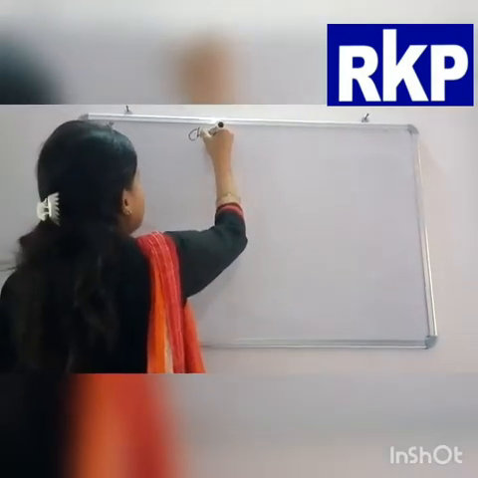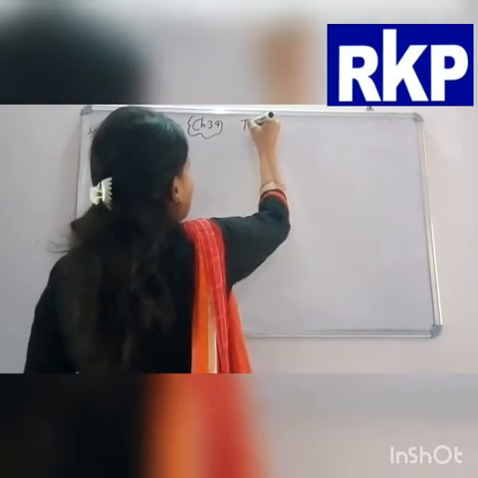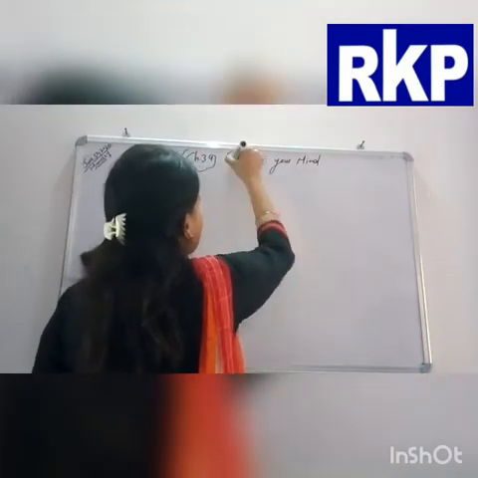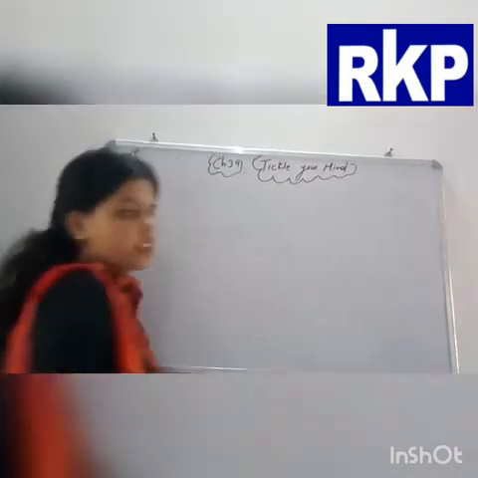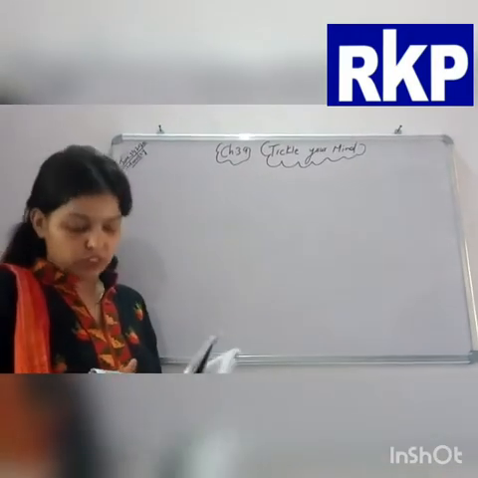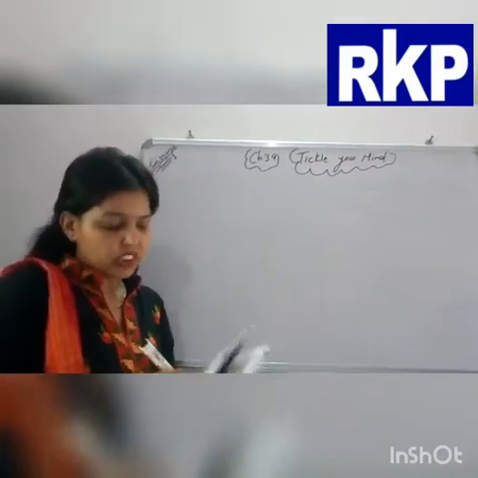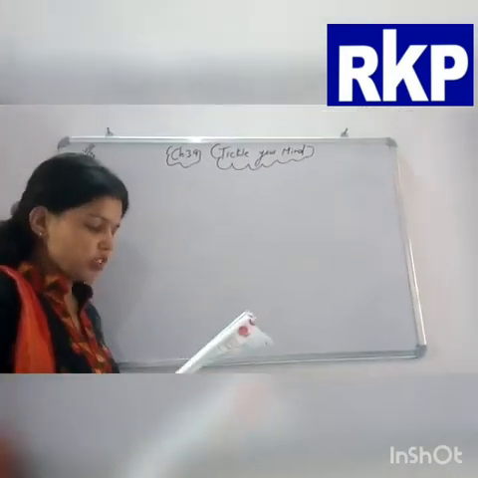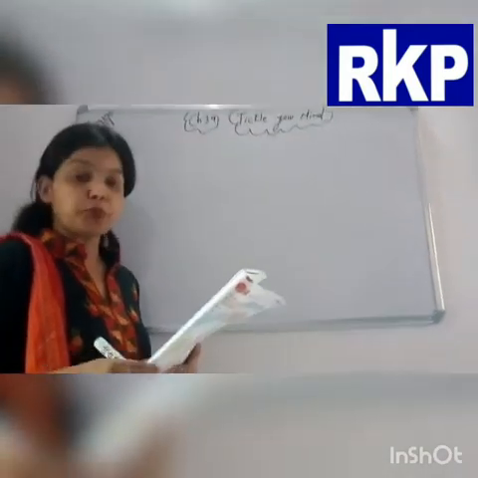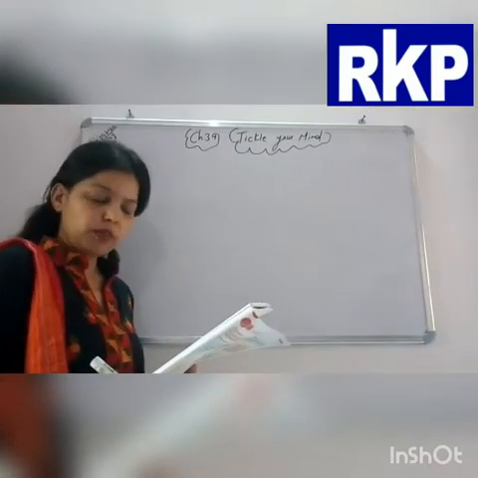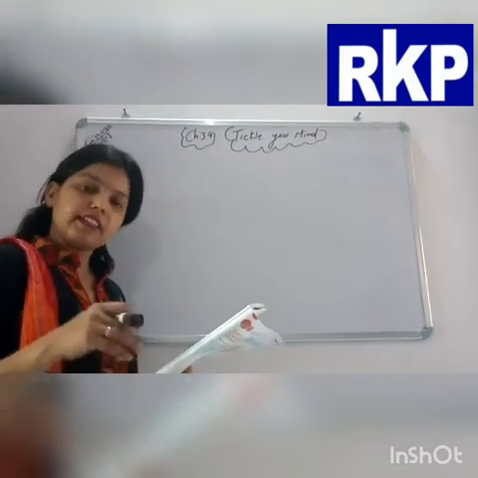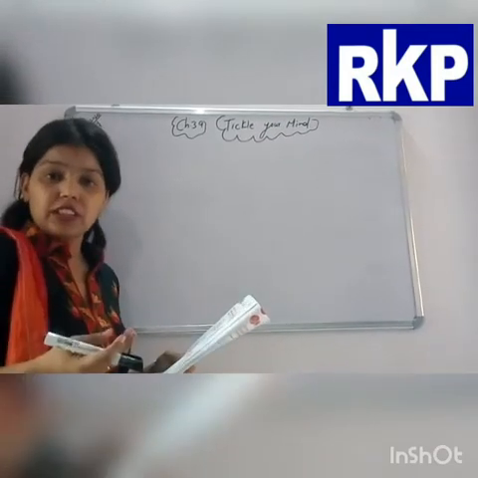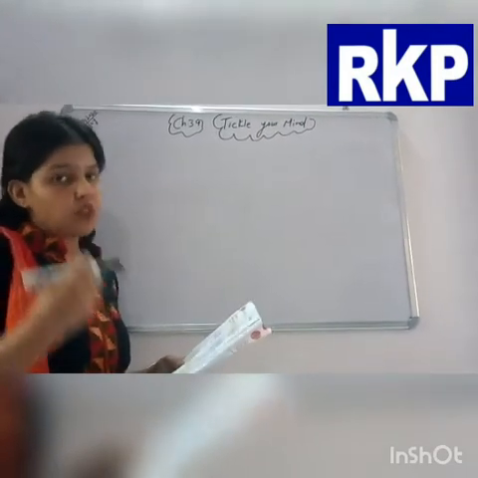Chapter 39 is tickle your mind. It means you have to give answers to some questions. Some questions are given, funny questions, not simple questions. The first question is, just listen carefully. Which word if pronounced right is wrong, but if pronounced wrong is right? It is asking: if we pronounce it right, it is wrong, but if we pronounce it wrong, it is right.